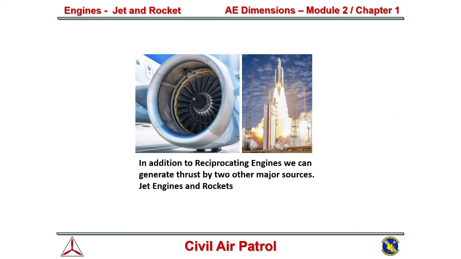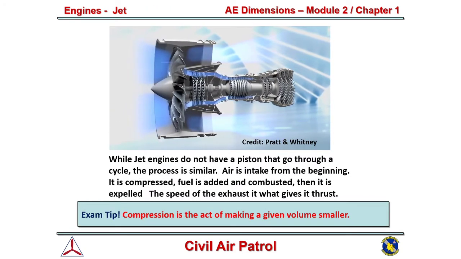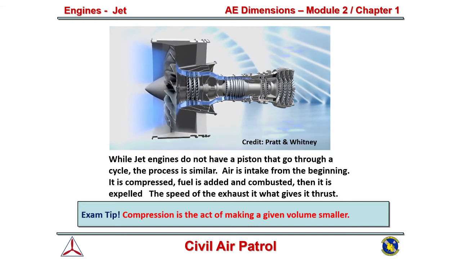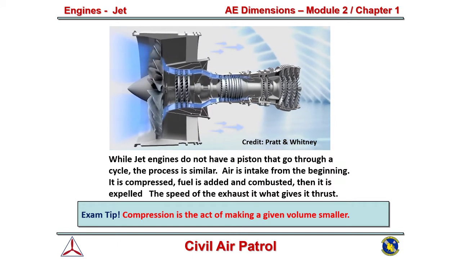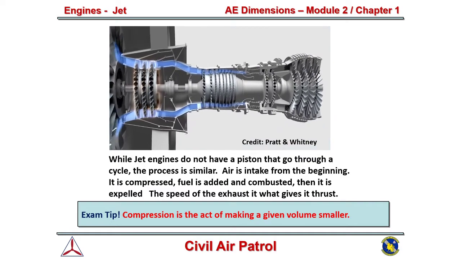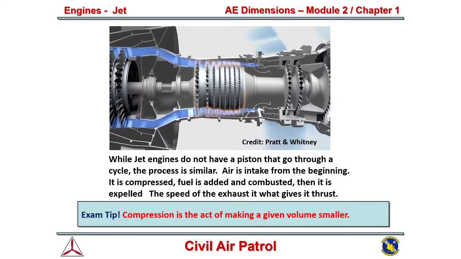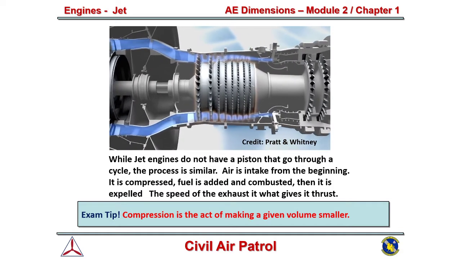Okay. All right. In addition to a reciprocating engine, we have 2 other types of engines that are typically used. We have jet engines and we have rockets. Okay, so this is a great diagram, thank you to Pratt & Whitney, for a jet engine. So we have similar cycles here. A jet engine still has air that comes in, it gets mixed with fuel, it gets compressed, it gets ignited, and then that gets exhausted.